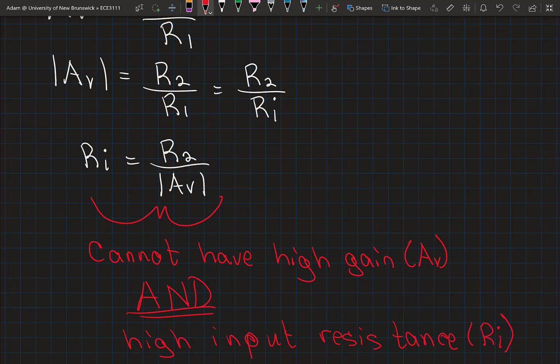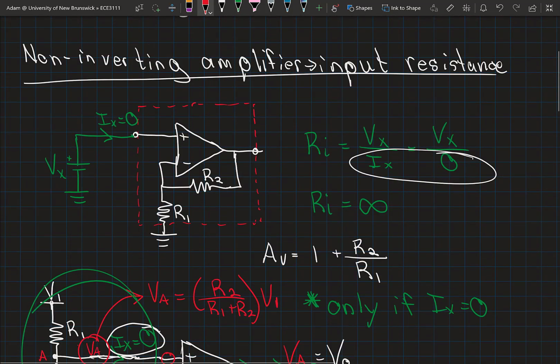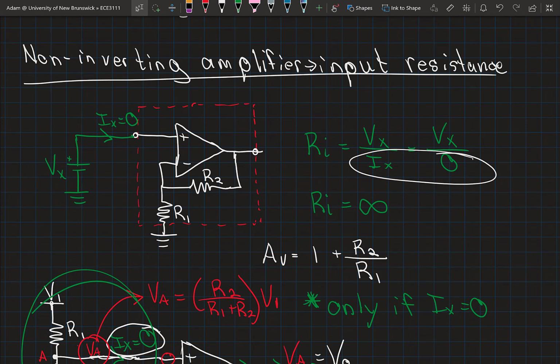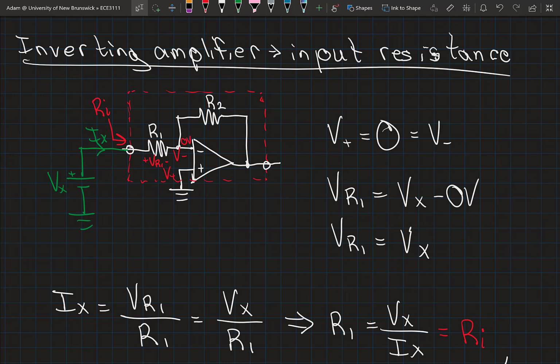We can probably find some middle ground where we have a moderate amount of gain and a moderate amount of input resistance, but if you're really looking to approximate our ideal amplifiers with a very high or infinite resistance, then you may want to be looking at our non-inverting amplifier where the input resistance is near infinite, or again for a real op amp in the mega or giga ohms, as compared to an inverting configuration where the input resistance is exactly equal to that resistor R1 that is used to set the gain of that inverting amplifier.